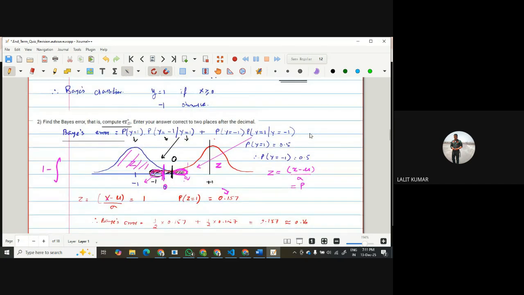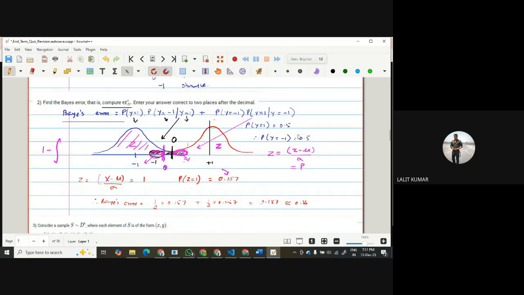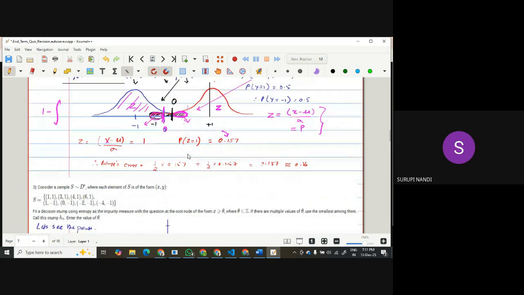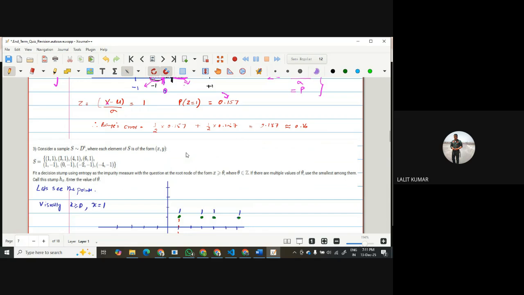I hope this kind of question will not come again because they have not taught us integration. If they give the z value, then the answer comes immediately. But has everybody understood this concept? Okay. Now we go to the next question.